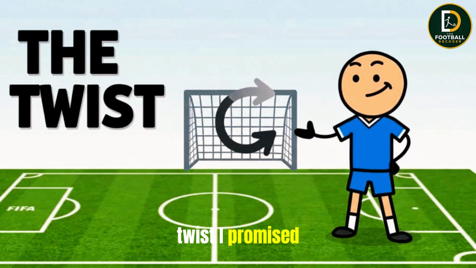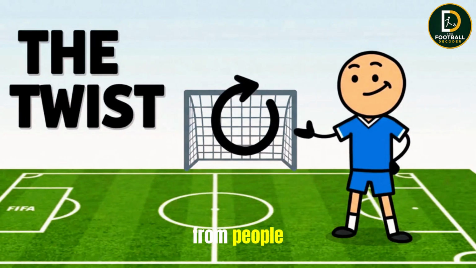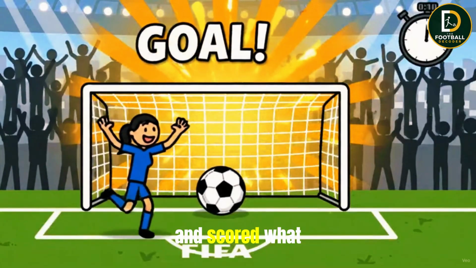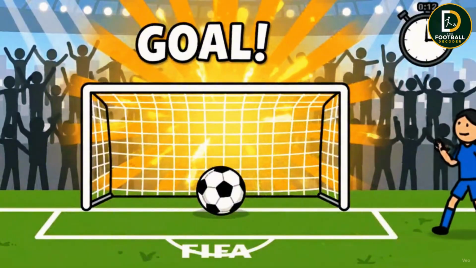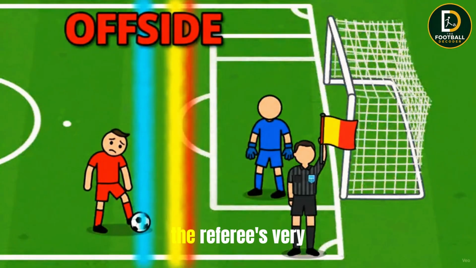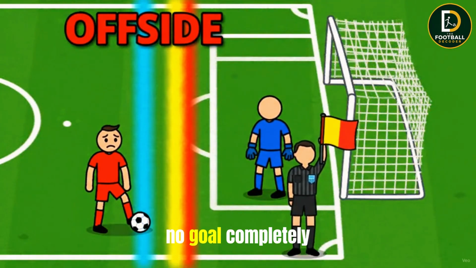Now here's the twist I promised you earlier. VAR doesn't only take goals away from people. During this exact tournament, a substitute came off the bench and scored what looked like one of the fastest substitute goals in World Cup history, barely 12 seconds after stepping onto the pitch for the first time. The referee's very first call on the field was offside, no goal. Completely heartbreaking moment for that player.